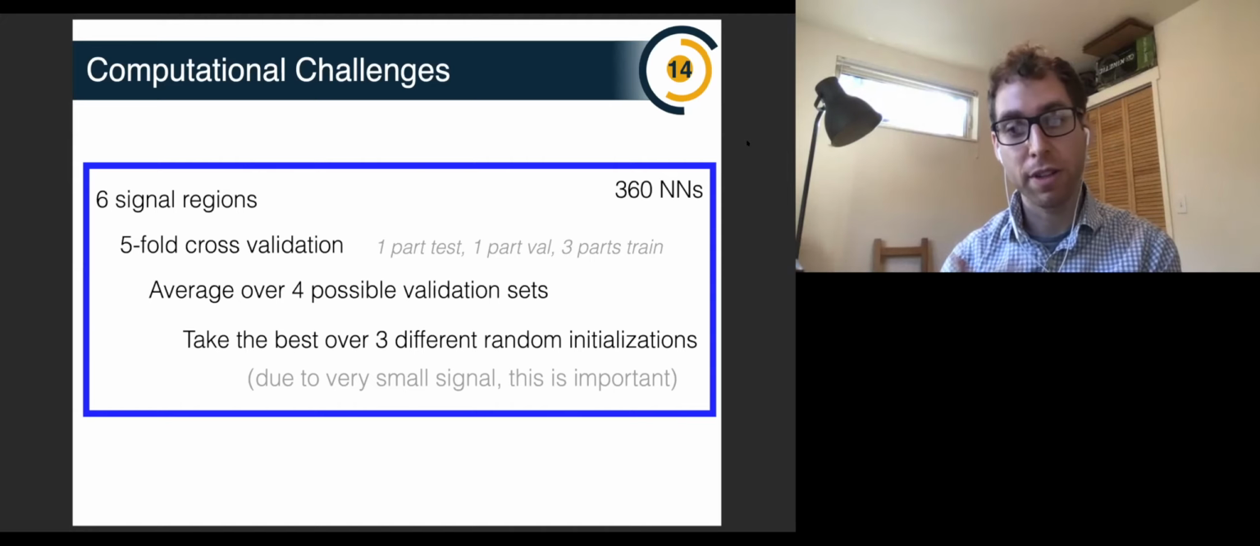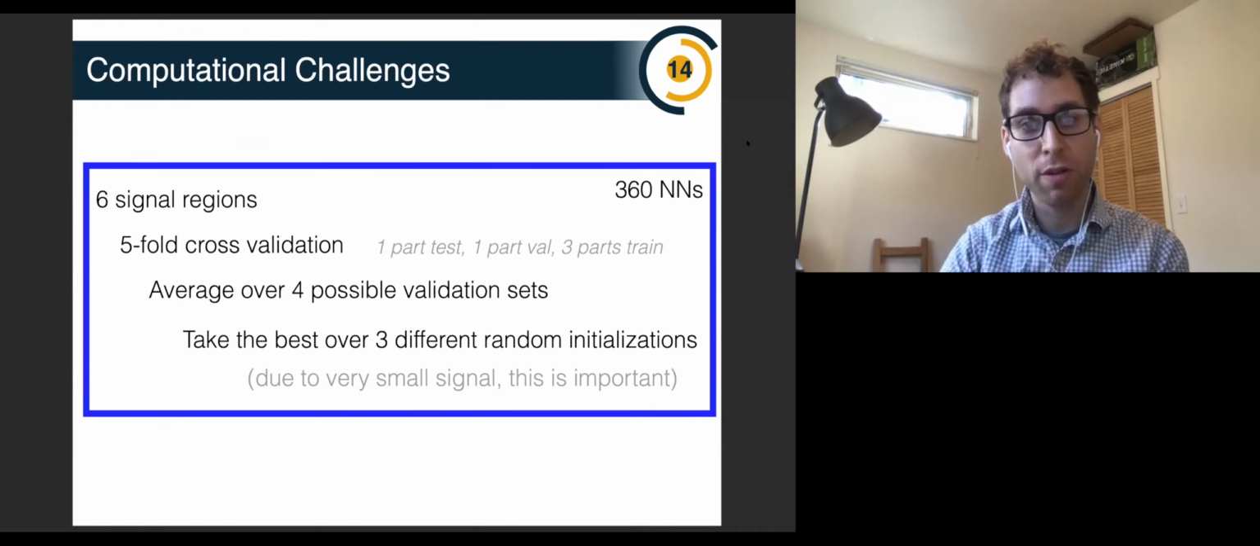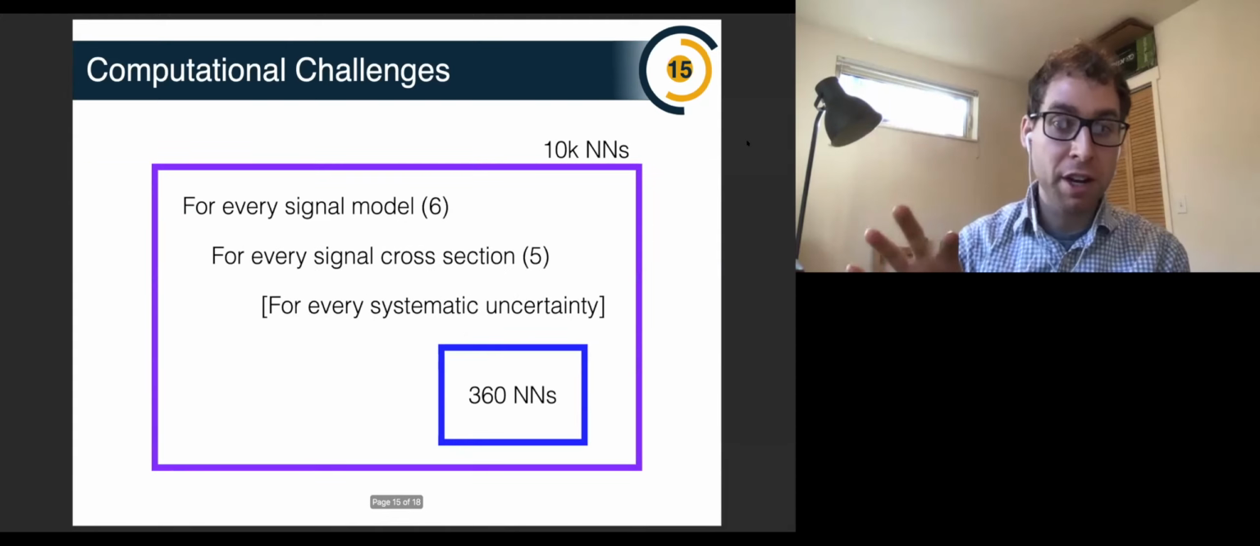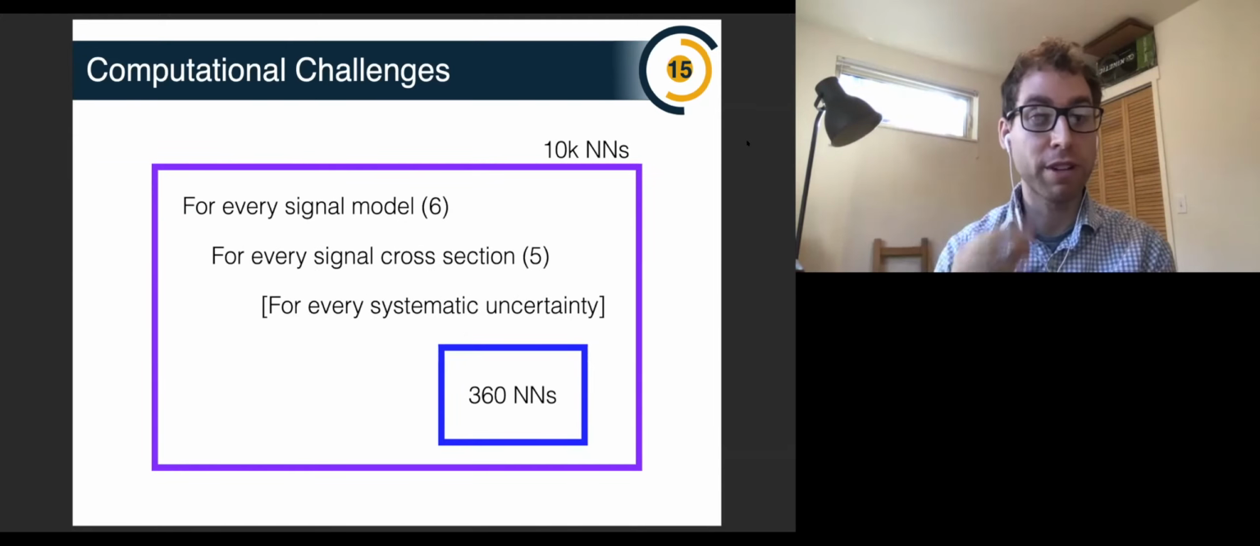And then there's some ensembling over initializations and over train/test/val splits. For a given signal region, one pass of the whole procedure takes a few hundred neural networks. But this is embedded in a much larger procedure where, for every signal model, you have to rerun.